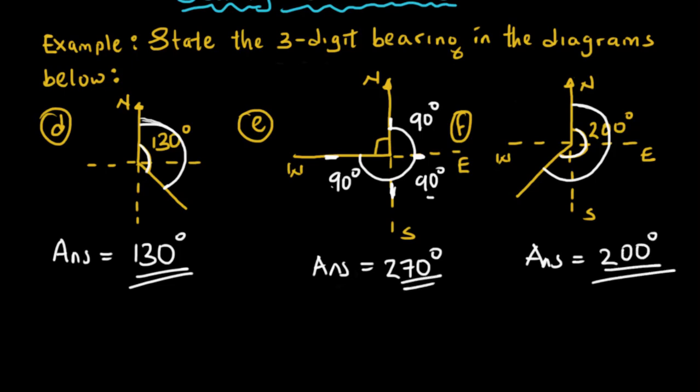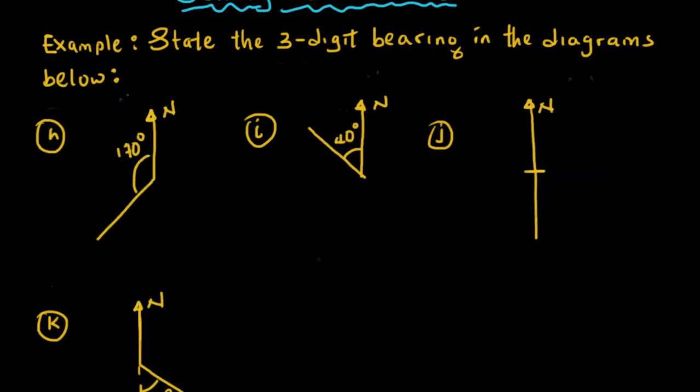Do you understand? Let's take the last set of questions. Now we have this last set of questions. State the 3 digits bearing in the diagrams below. Now remember, the first thing, complete. So we have basically this east, this south, and this is west. Now the next thing, don't forget the rule. Start from the north and then move clockwise. So we are starting from the north, moving clockwise till we get to the line we're given. So we are trying to find this angle.